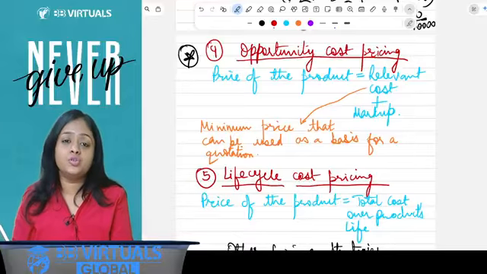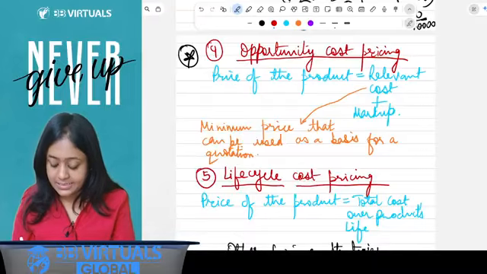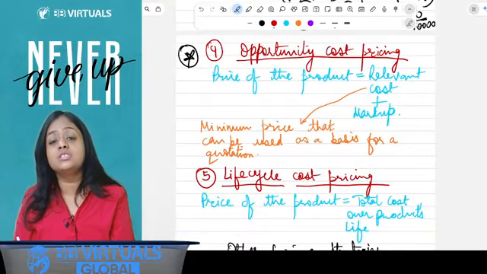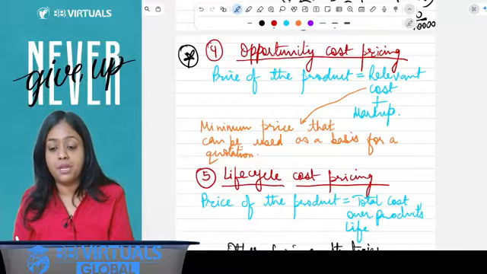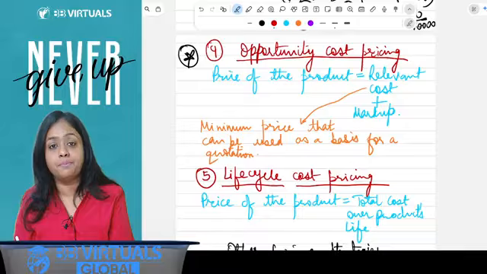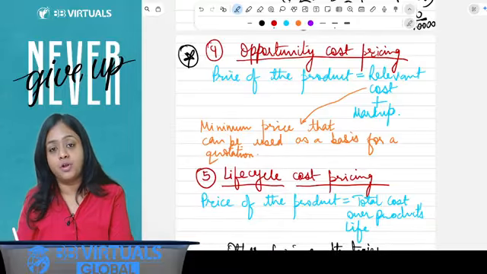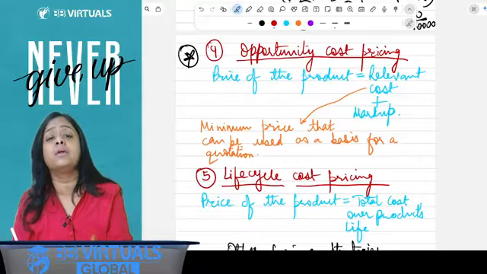Next is opportunity cost pricing, that simply says get the relevant cost plus markup. Relevant cost is the opportunity cost, right? It is the minimum price that can be used as a basis for quotation. Simply here when we say the price of the product, we always call it the incremental cost.